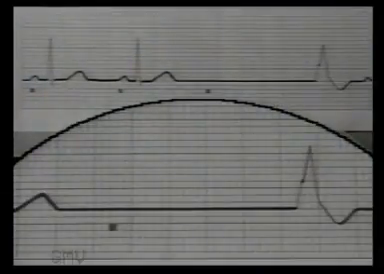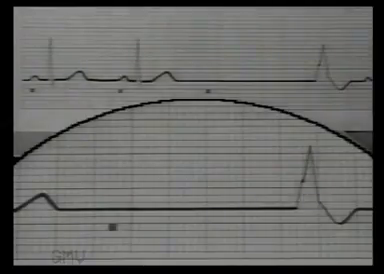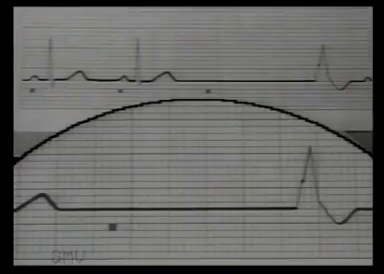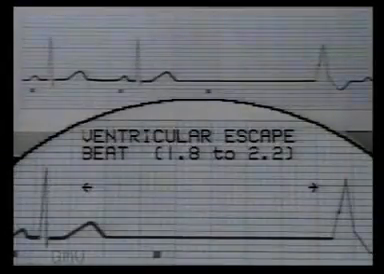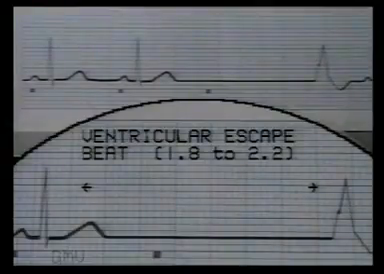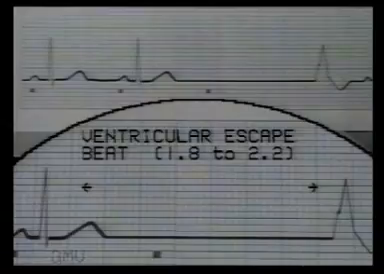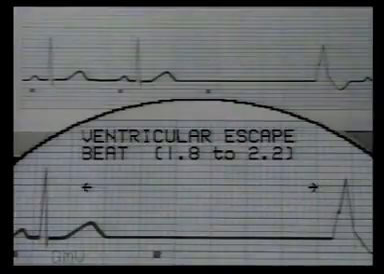This ECG shows a sinus arrest with ventricular escape beat. Note the preceding normal sinus beat and normal T wave. Then note the escape beat, which has no P wave, wide and bizarre QRS complex, and T wave in opposite direction. So this is a ventricular escape beat. A ventricular escape beat occurs after 1.8 to 2.2 seconds.